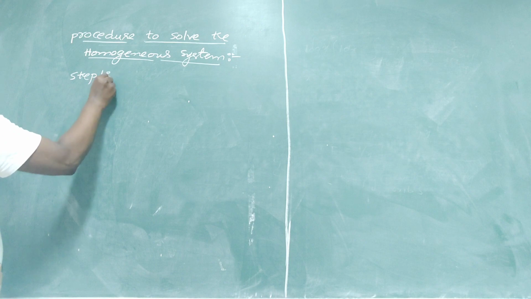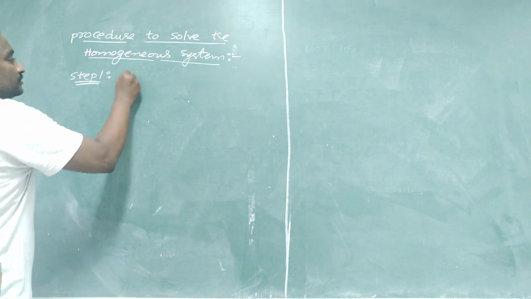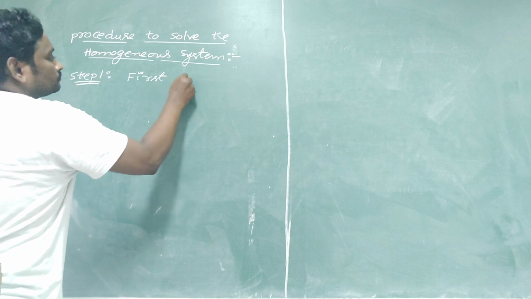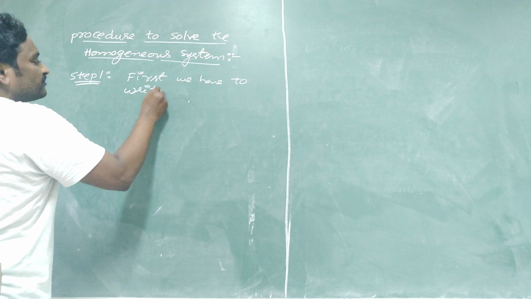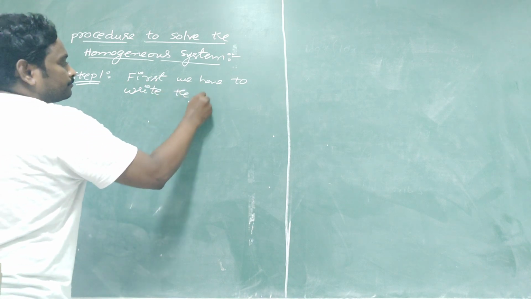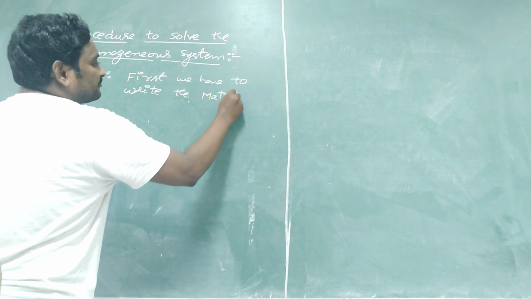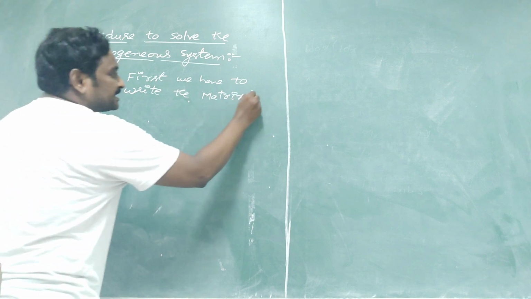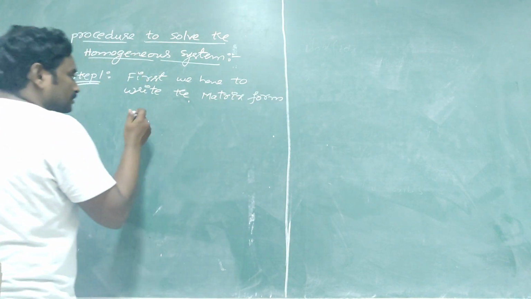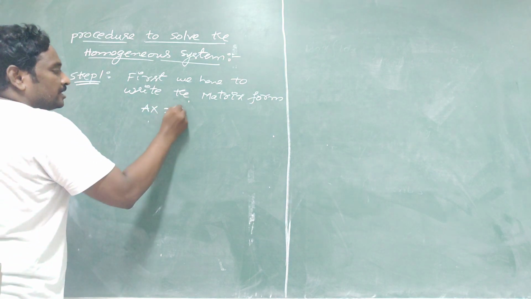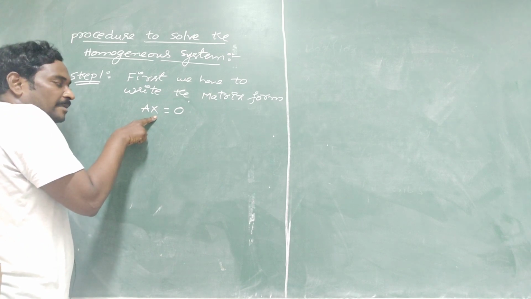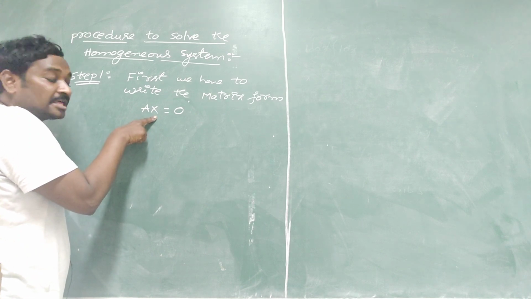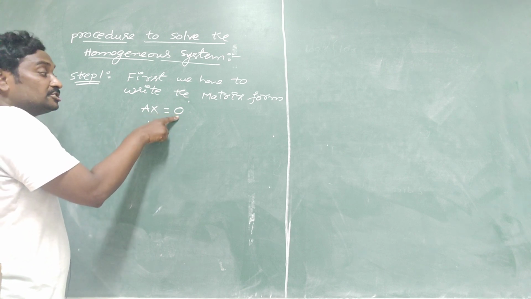In step 1 we have to write the matrix form. This is the first step. From the given equations, we have to write the matrix form. What is it? AX = O. Here A is called the coefficient matrix and X is called the variable matrix, which is a column matrix containing the variables involved in the given equations. O, this is not 0, this is O. O is a null column matrix.